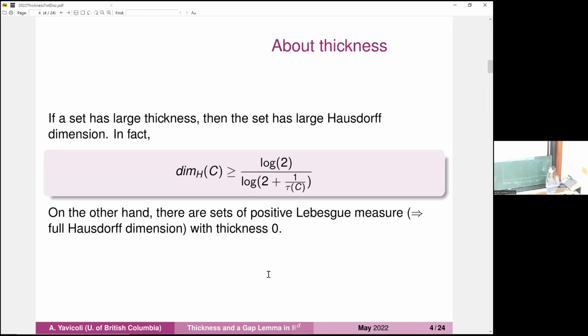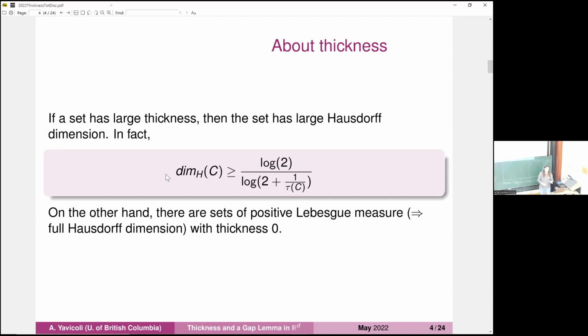There is another very common notion of size that is the Hausdorff dimension, and there is a relationship between them. The Hausdorff dimension of a set is larger than this number depending on the thickness of the set. You can find the proof of this in the book by Palis and Takens. This says that if the thickness is very, very large, this is going to be very close to 1. And so the set C is almost full dimensional, right? But on the other hand, there are sets of positive Lebesgue measure, and so full Hausdorff dimension, with thickness 0.